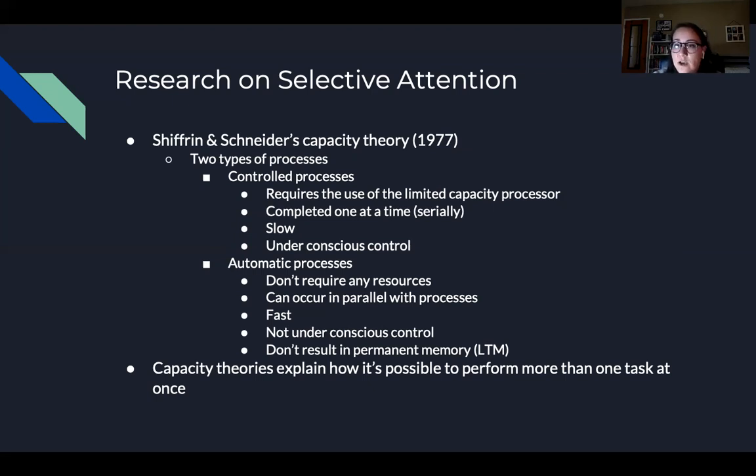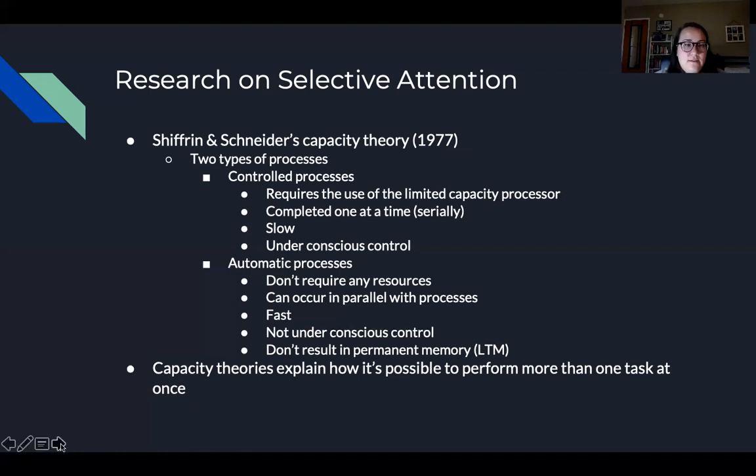And in addition, once these automatic processes have begun, like their names imply, they cannot be stopped or changed because they're not under conscious control. So once they're activated, they're going. And also, they don't lead to a permanent transfer of information to long-term memory. And so this capacity theory explains how it's possible to perform more than one task at a time. Although we do have a fixed amount of attentional resources, we're able to spread those resources out among various tasks. And as long as the demand for those resources doesn't exceed our resources, then we can perform these multiple tasks.